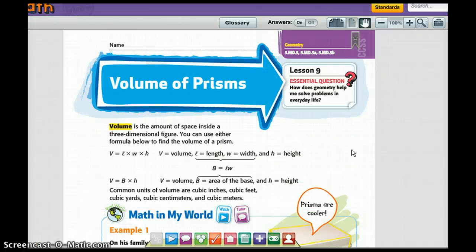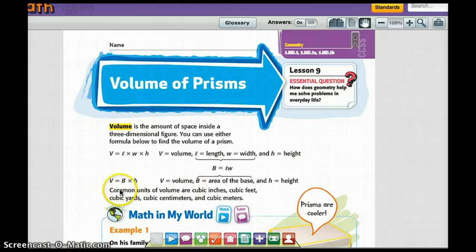All right, on page 955, it tells you how to find the volume, which we've been doing for a while. So you can use this formula to find the volume of a prism as well. So a 3D figure, and it tells you the amount of space. So it's length times width times height.